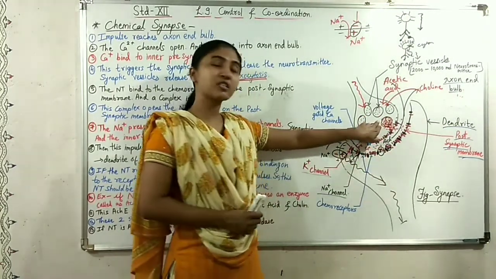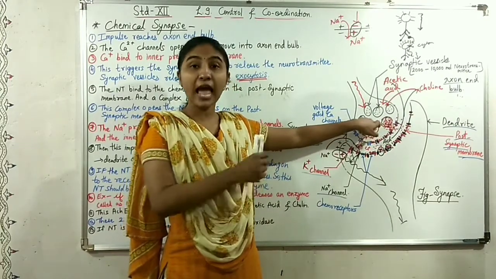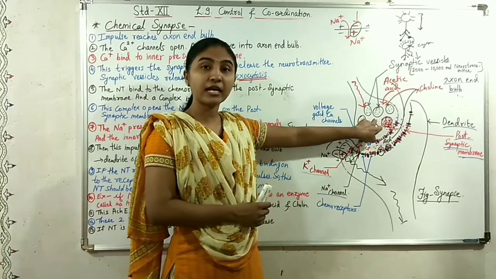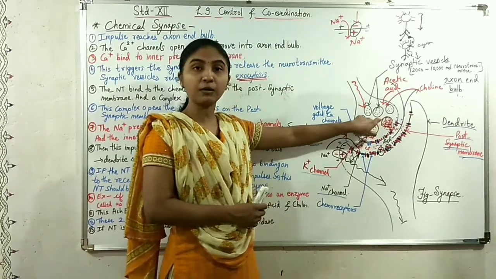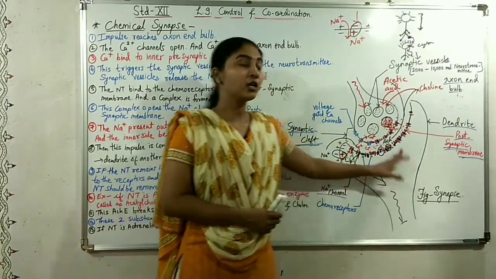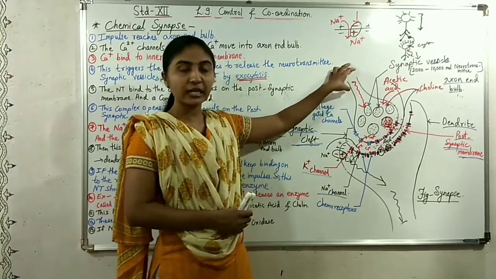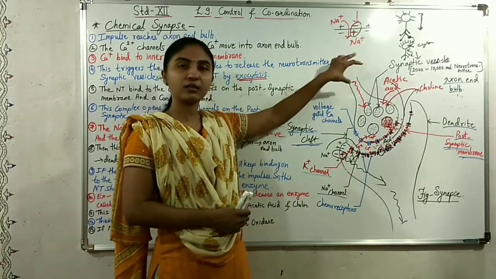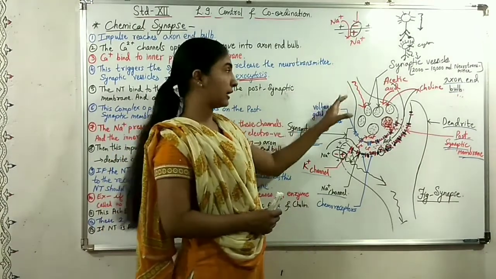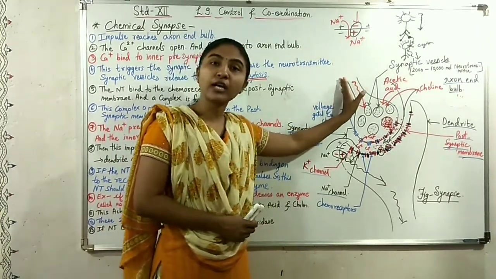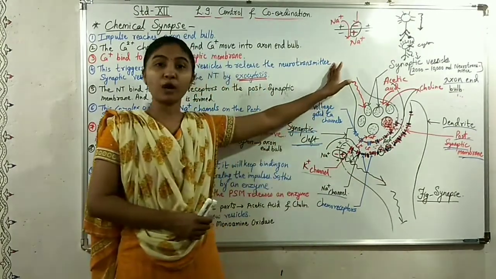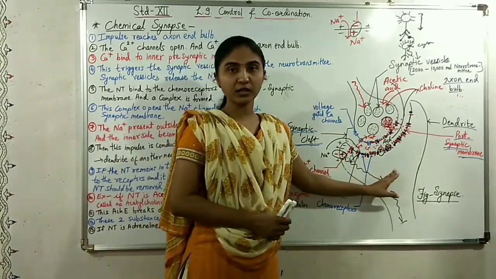Whereas the neurotransmitters are only present in the axon, in the axon end bulb. They are present in the synaptic vesicles in the axon end bulb. They are not present in the dendrite. So the direction of the impulse which is conducted is from the axon end bulb of one neuron to the dendrite of another neuron.